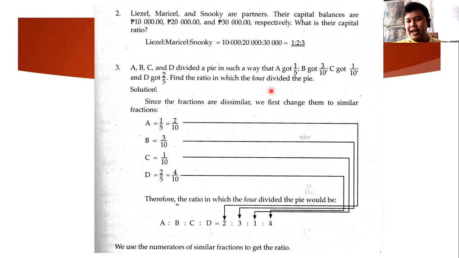Here it is a bit complicated because the denominators are different. Two are the same, 10, but the other two are 5. When fractions are dissimilar, we first change them to similar fractions. So 1 times 2 is 2, and 5 times 2 is 10, so the denominator matches the other fractions of B and C. So they are the same now.